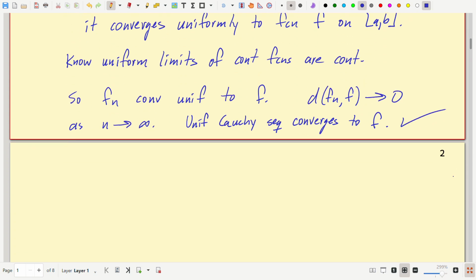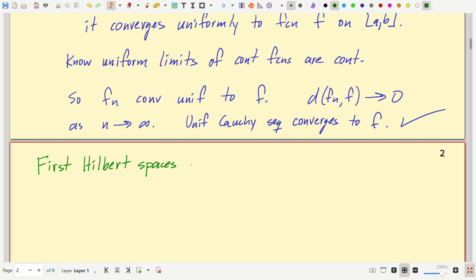Well, I'm going to talk about Hilbert spaces today. The first Hilbert spaces were L2. Hilbert started thinking about his Hilbert spaces. Let's see, what are they? L2 on [a,b], little L2, I'll tell you what that is, and L2 on the real line.